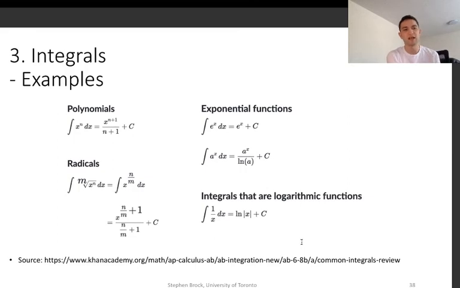Alright, so here are some examples of integrals. I mentioned one earlier, but it might have been hard to visualize. I was talking about this integral right here. So the integral of x to the n dx is equal to x to the n plus 1 over n plus 1, plus c, the constant of integration.